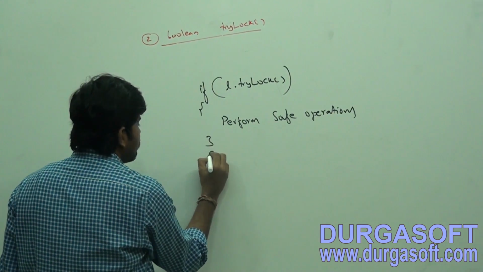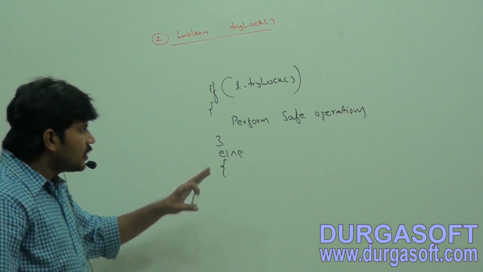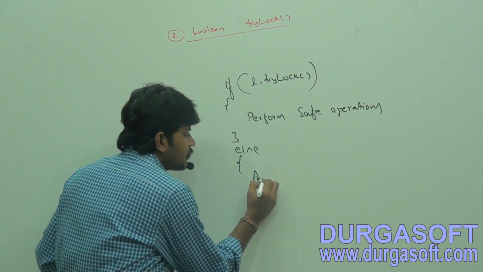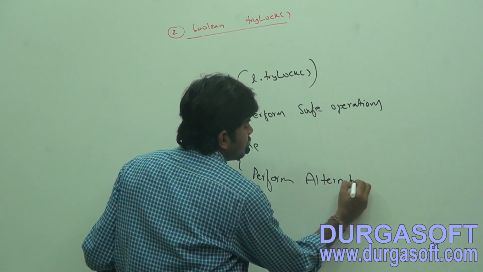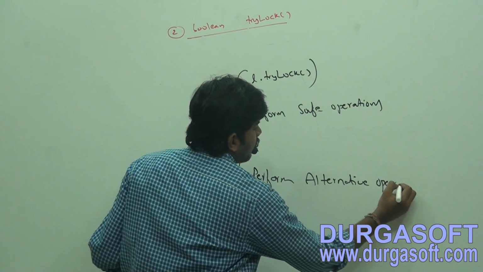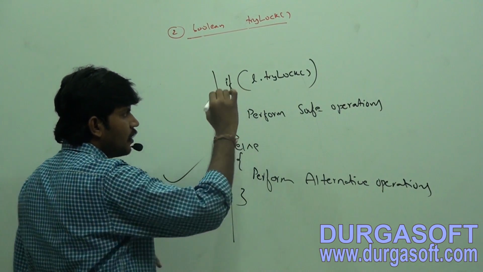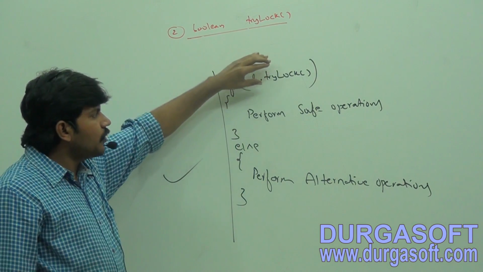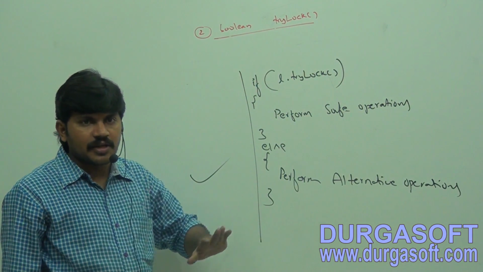Else, if the lock is not there, perform alternative operations. I hope you people got it clearly. L dot try lock. If you are getting the lock, perform safe operations. Else perform alternative operations, right?